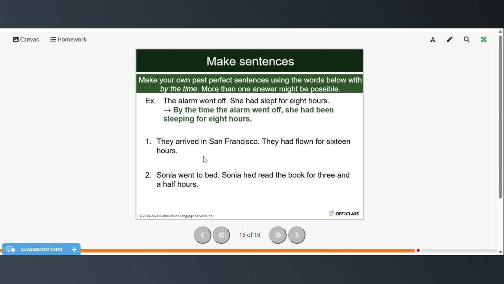Here are a few more. They arrived in San Francisco. They had flown for 16 hours. So by the time they arrived in San Francisco, they had been flying for 16 hours. Sonia went to bed. Sonia had read the book for 3.5 hours. So by the time Sonia went to bed, she had been reading the book for 3.5 hours.